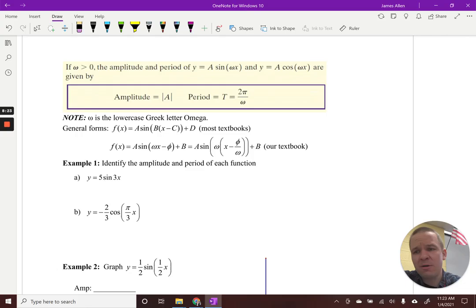All right, let's keep it going here. So if we have omega is greater than 0, that little W looking thing, that's Greek letter omega, lowercase, right?